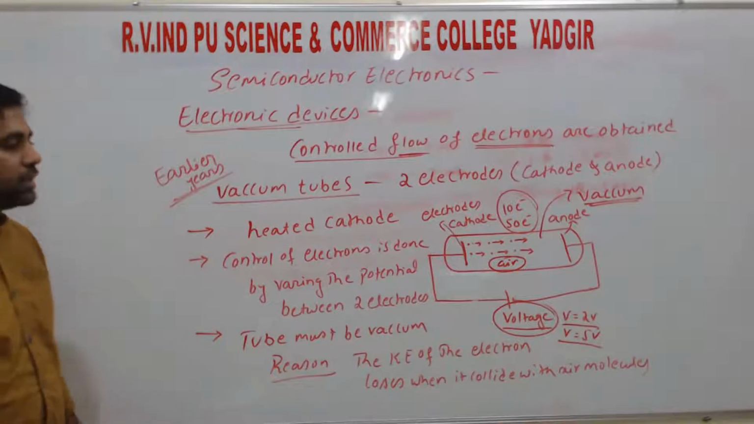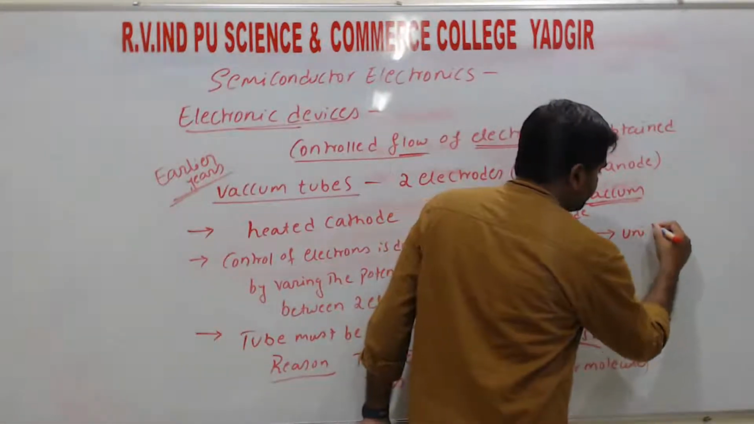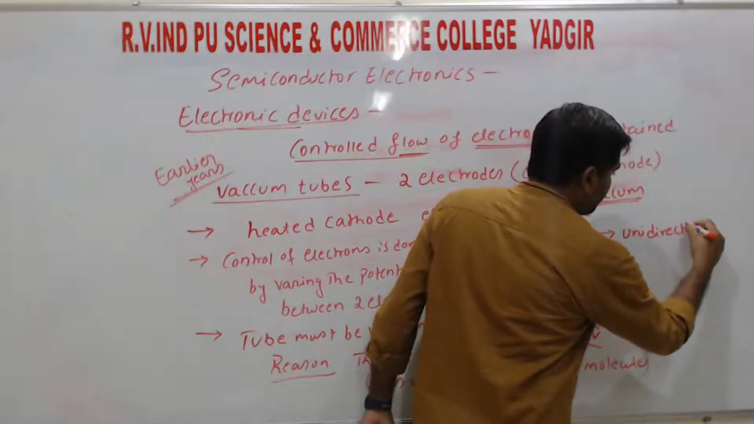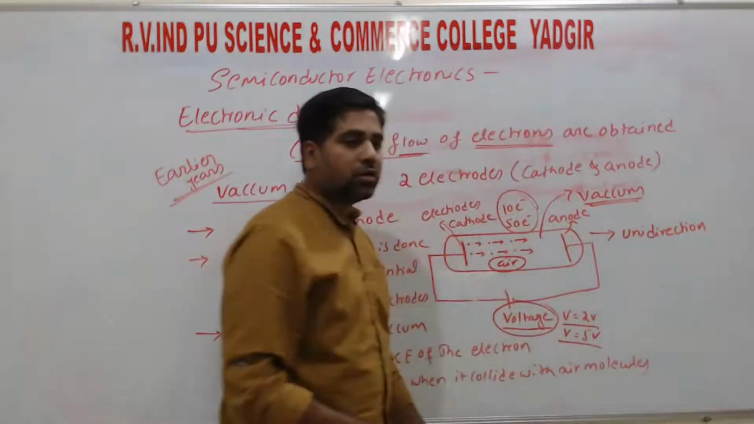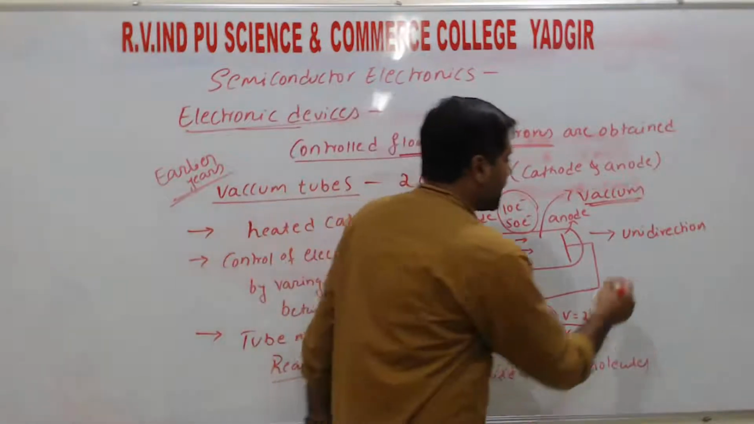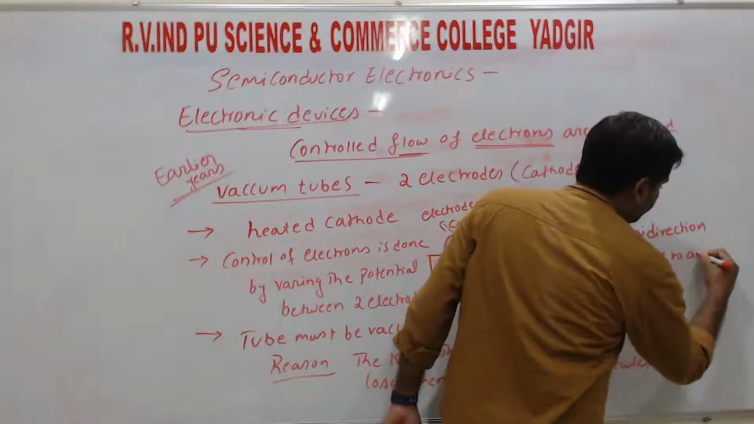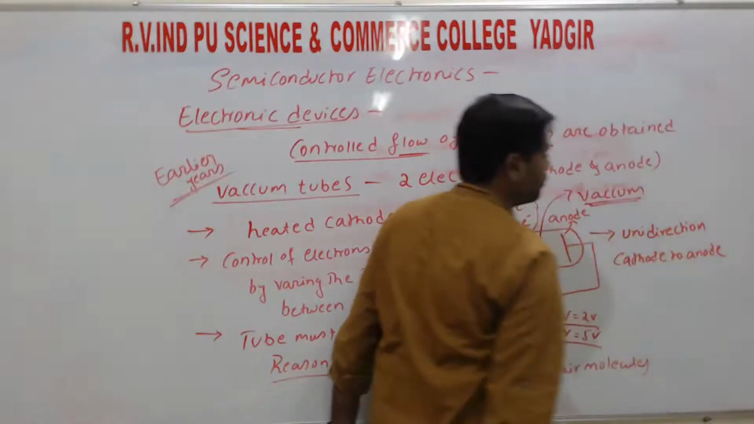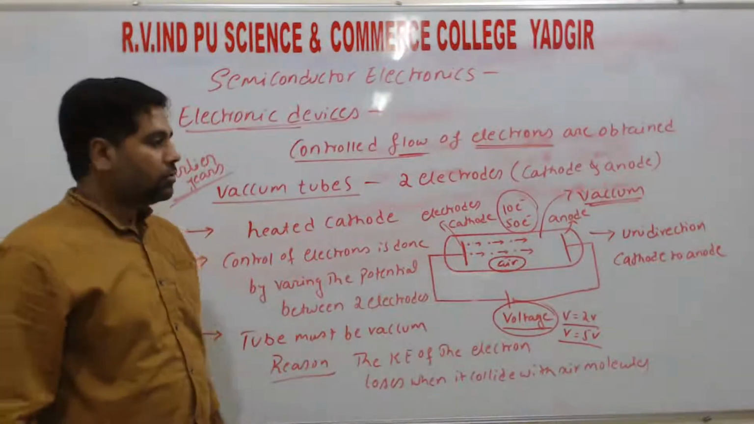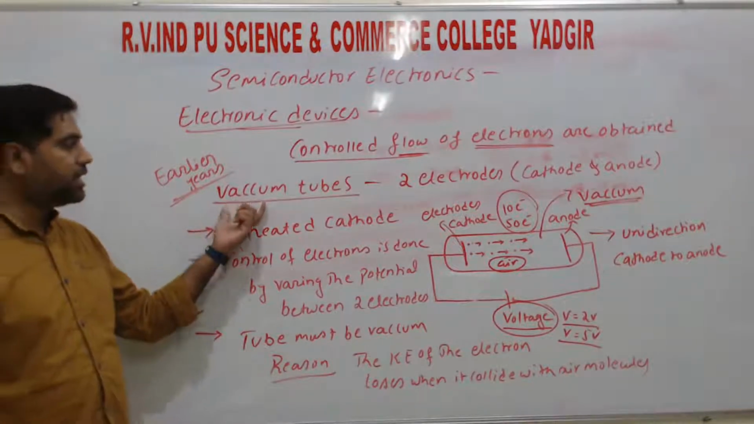And the fourth point is, it is unidirectional. That means electrons flow only in one direction, that is from cathode to anode, right? So that is the fourth point. These are the points which we are studying in the vacuum tube.